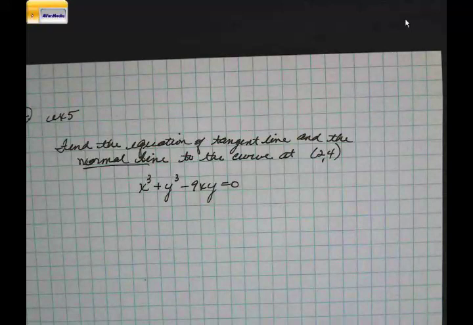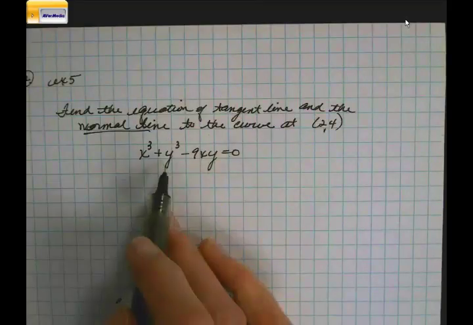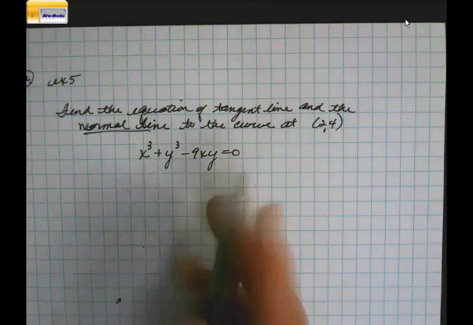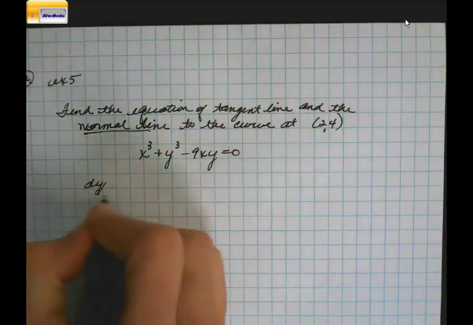No, normal is perpendicular. Y'all remember that? Normal is perpendicular. So the normal line to the curve would be a perpendicular line to the tangent line. Okay, so it's perpendicular. So here's the curve, the equation of the curve, and let's find dy/dx.